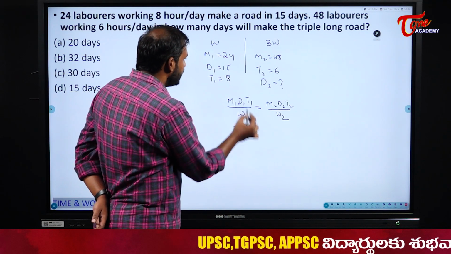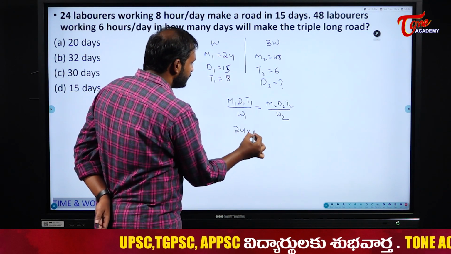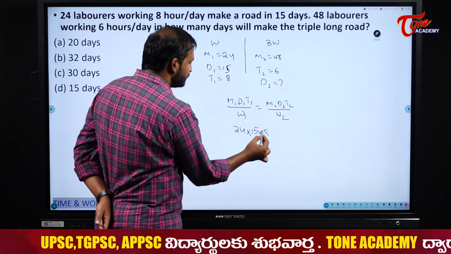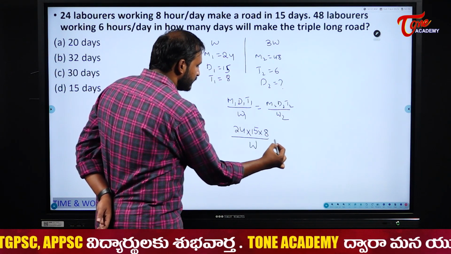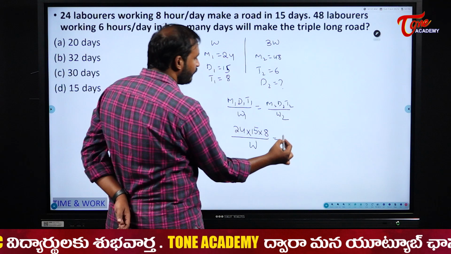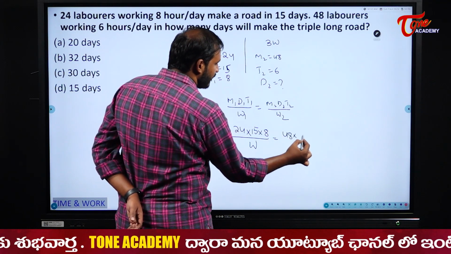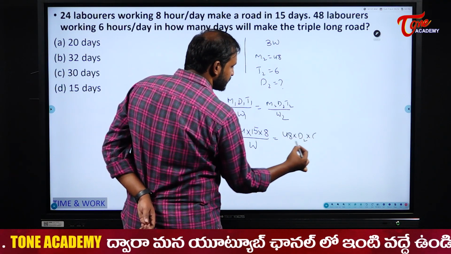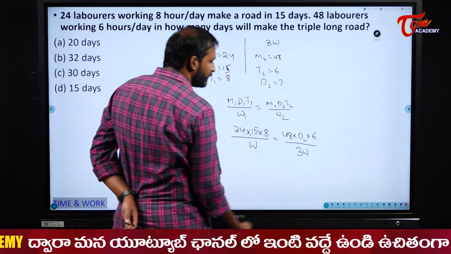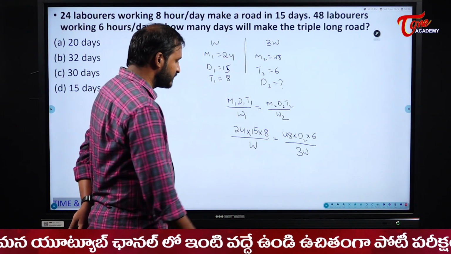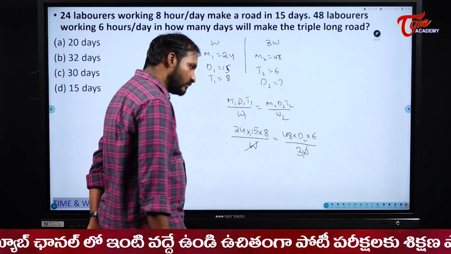Okay. So M1 is how much here? 24. D1 is how much? 15. And T1 is how much here? 8 by W. That is equal to, what is M2? 48. What is D2? We need to find the days only. And the time is 6 by 3W. Why? Because now the road is becoming 3 times. So W gets cancelled. Okay, good.